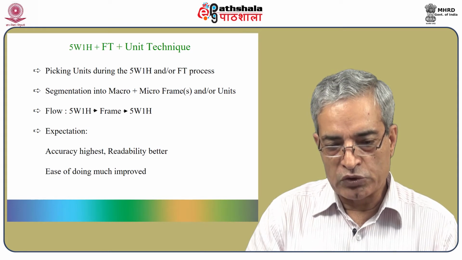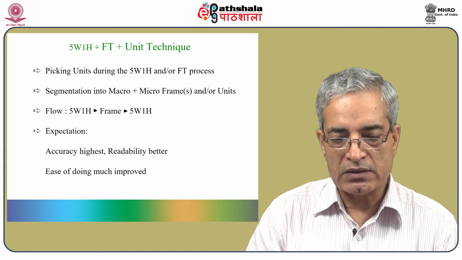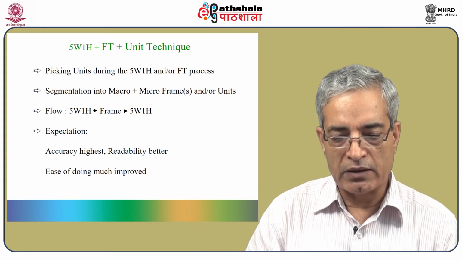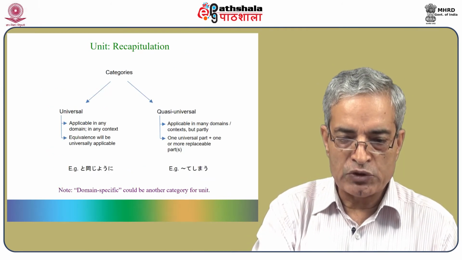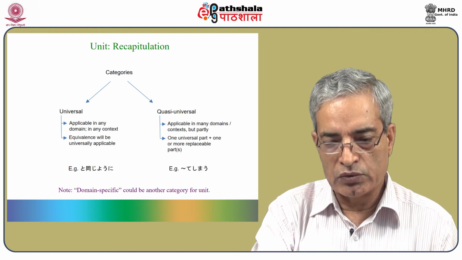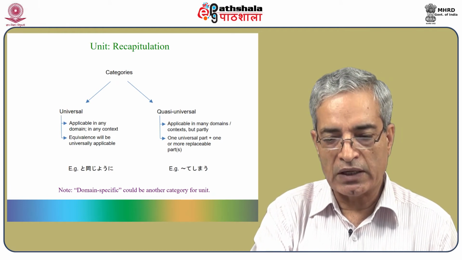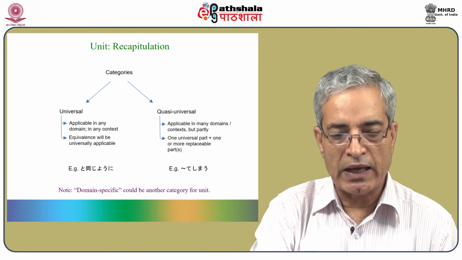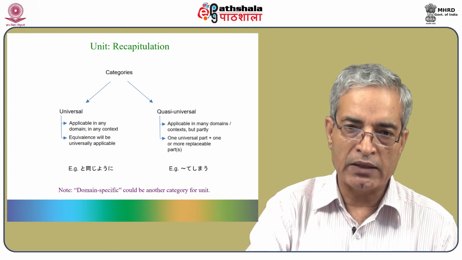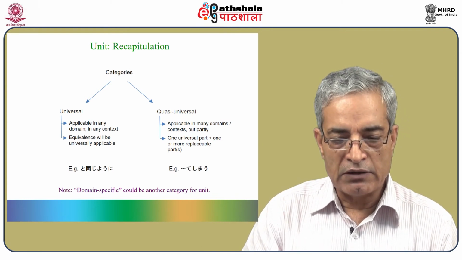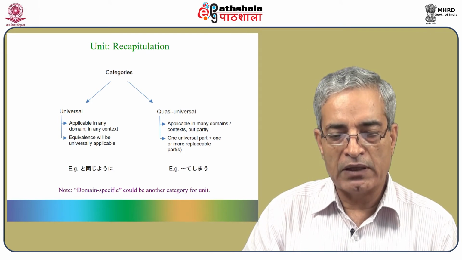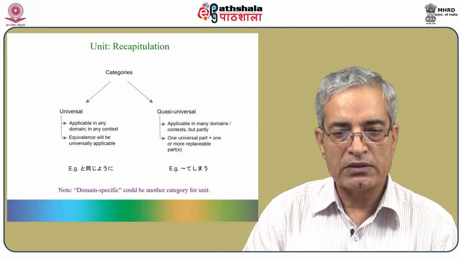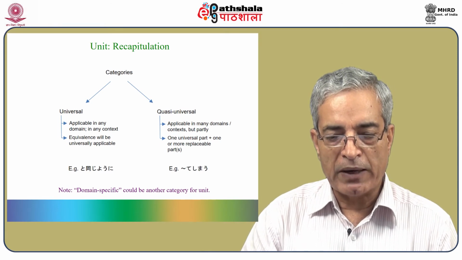That is the one which we have used in the last one, and the expected result is higher accuracy and better readability, and the ease of doing also should improve. Just to recapitulate, the categories with regard to units are universal and quasi-universal. Universal is applicable in any domain and in any context. The equivalence will be universally applicable. In the case of quasi-universal, it is applicable in many domains or contexts, but partly.